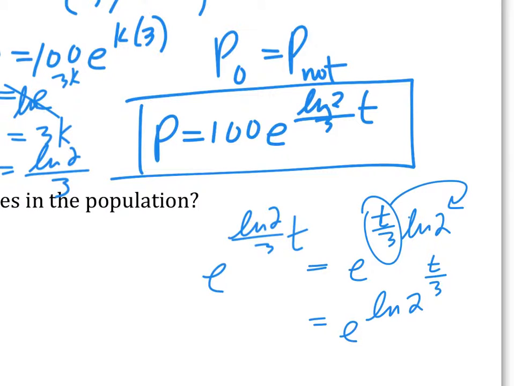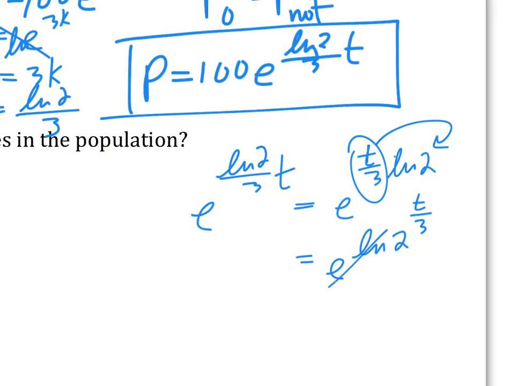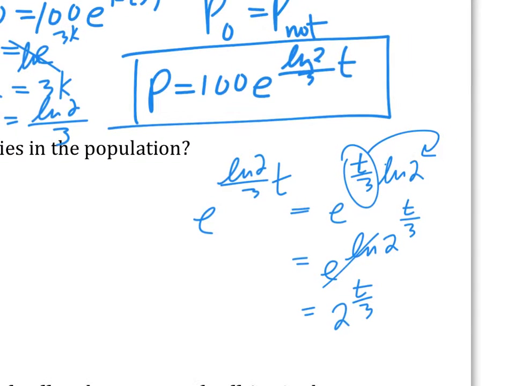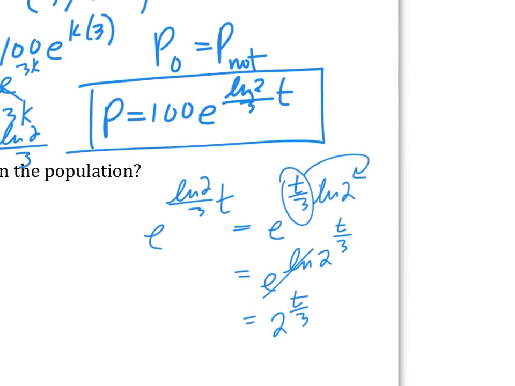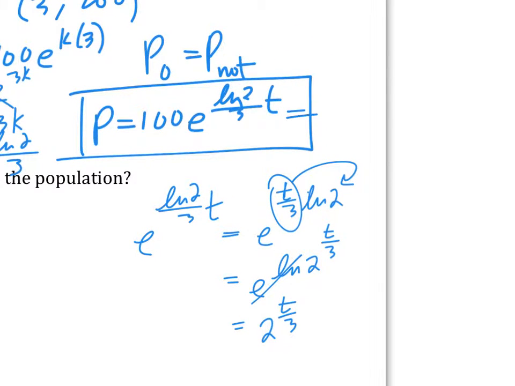So just a little review on the natural log stuff. That cancels. We get 2 to the T over 3. Okay, so if you forgot all this stuff, make sure you review your log stuff. So you can also say this is 100 times 2 to the T over 3.